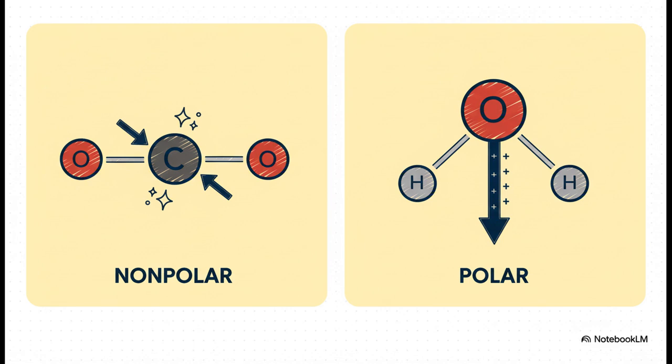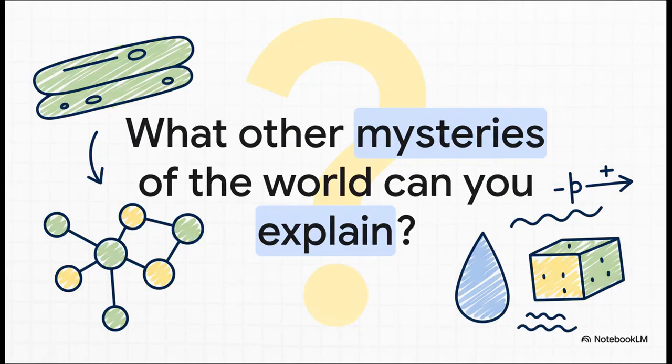Now look at water. It also has two arrows pulling, but because of its bent shape, they both pull in the same general direction. They add together, creating a net pull. This makes water a very polar molecule, with a negative side and a positive side. And that final property, that polarity, is exactly why oil, which is nonpolar, and water, which is polar, will never mix. It all comes back to the blueprint we just learned to draw. So now that you know the rules of molecular architecture, think about it. What other everyday mysteries can you suddenly explain?